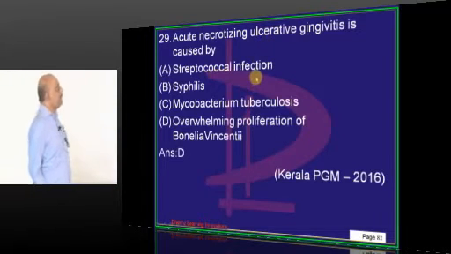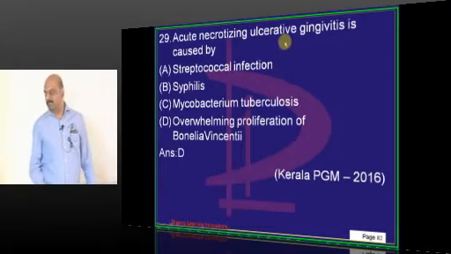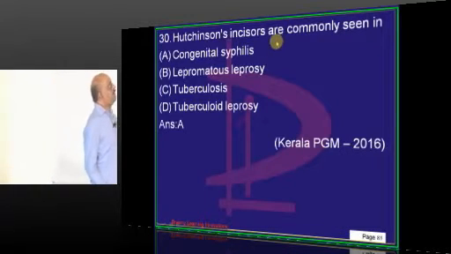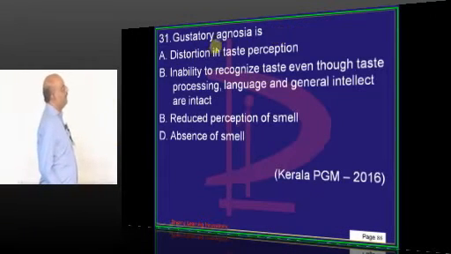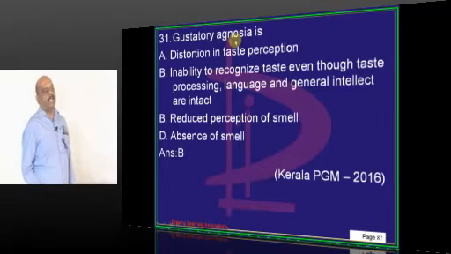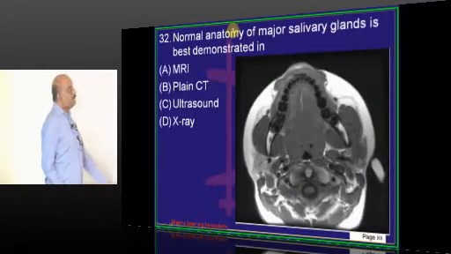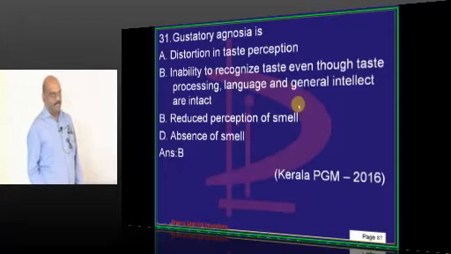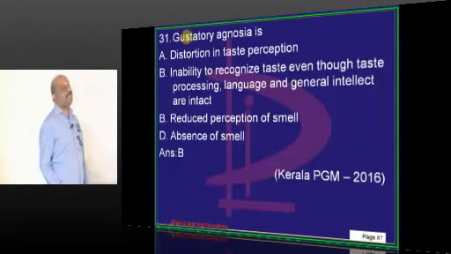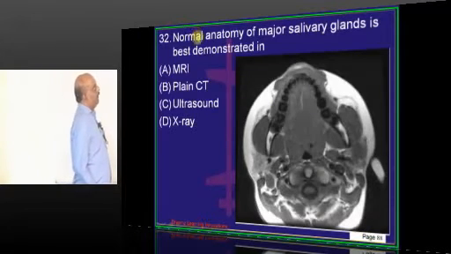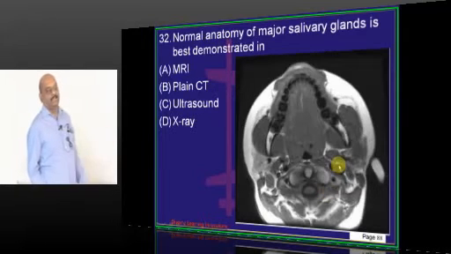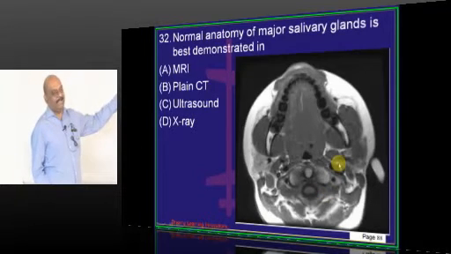Ulcerative gingivitis is because of the Borrelia vincenti. We know that from childhood. Hutchinson's incisors are congenital syphilis. Gustatory agnosia means inability to recognize the taste, in spite of a normal taste center and a normal intact intellect, you can have gustatory agnosia. Then major salivary glands dekhne ke liye you use the MRI. Common sense wala question. Padne se nahi milega.